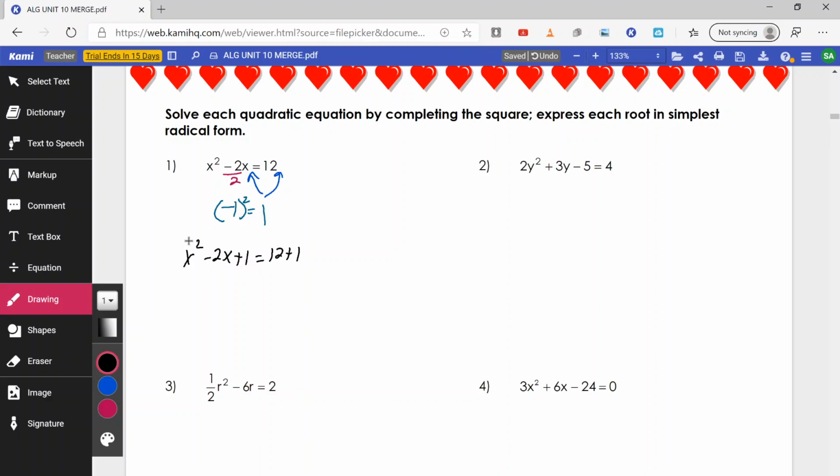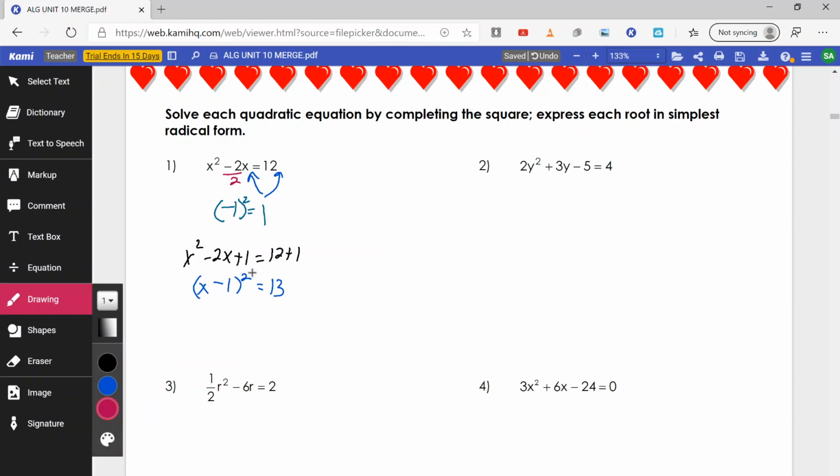So here now we have what's known as a perfect square trinomial, meaning when I factor it, I am actually squaring a binomial. Now what is that binomial? Again, the letter is whatever letter we got in our problem, so x. And then the number I'm going to put is the number we got when we cut in half, so -1. So this x squared minus 2x plus 1 is actually equal to x minus 1 squared. Equals, and then 12 plus 1 is 13.